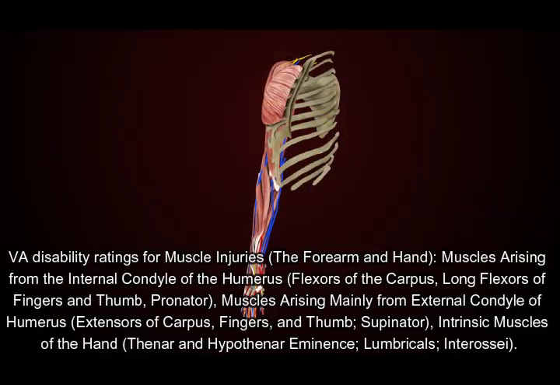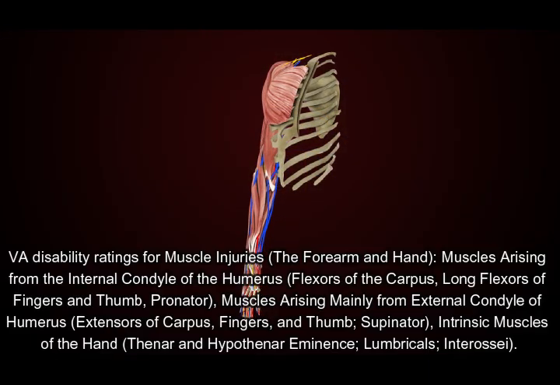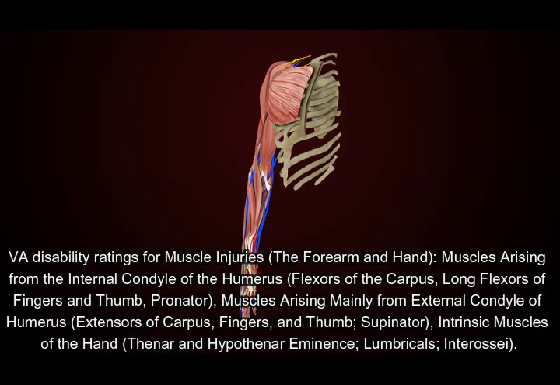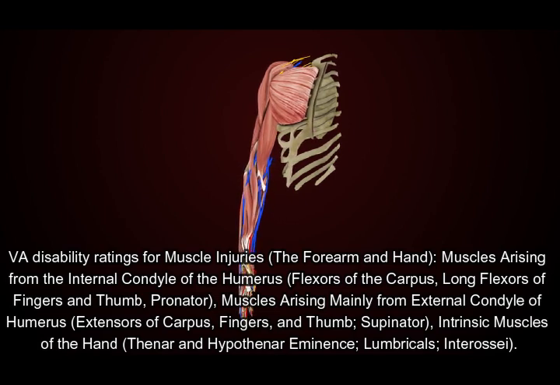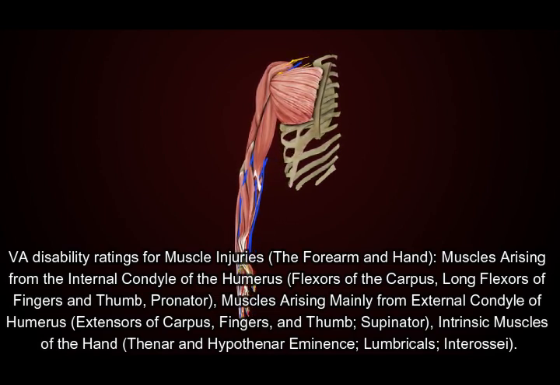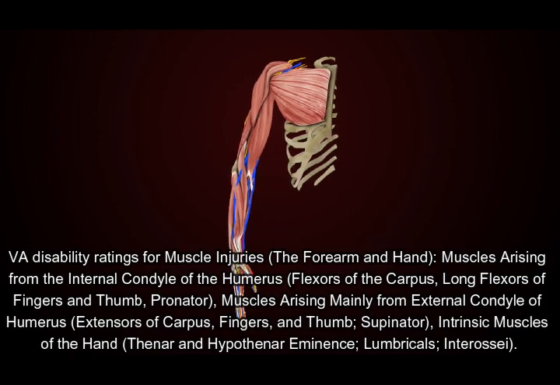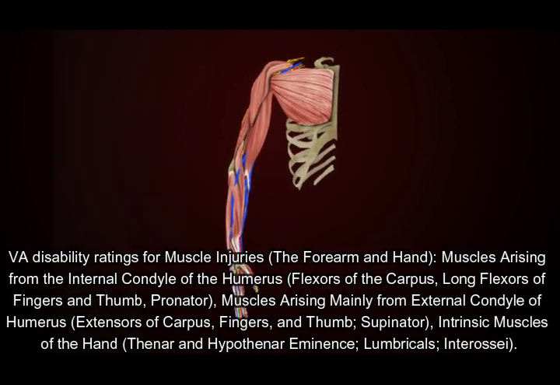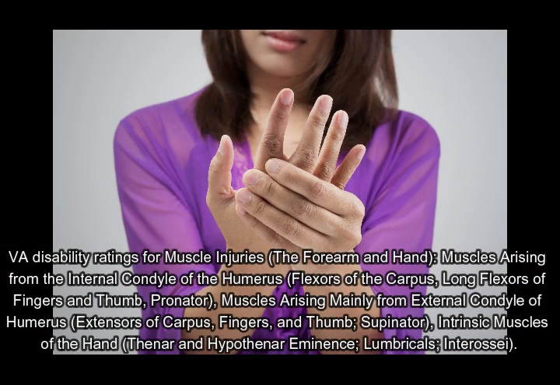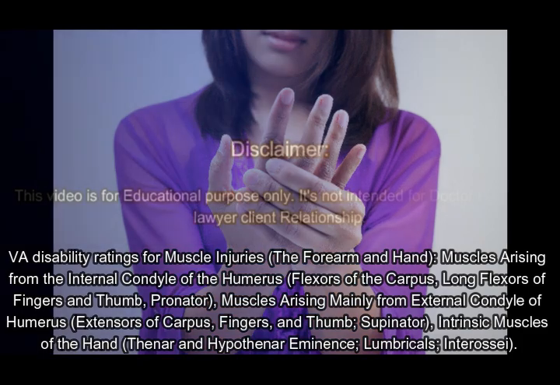In this video by Deck Plate, we will understand the VA disability ratings for muscle injuries, the forearm and hand. Muscles arising from the internal condyle of the humerus: flexors of the carpus, long flexors of fingers and thumb, pronator. Muscles arising mainly from the external condyle of the humerus: extensors of carpus, fingers, and thumb, supinator. Intrinsic muscles of the hand: Thenar and Hypothenar Eminence, Lumbricals, Interossei.